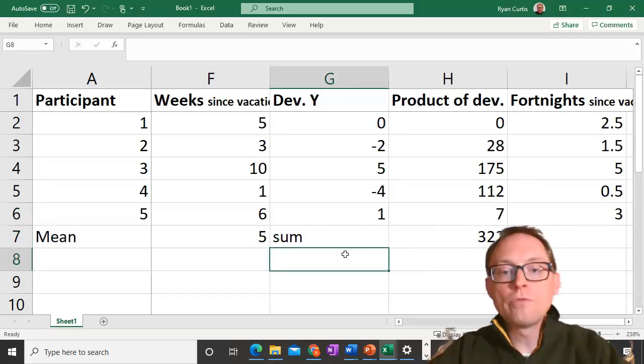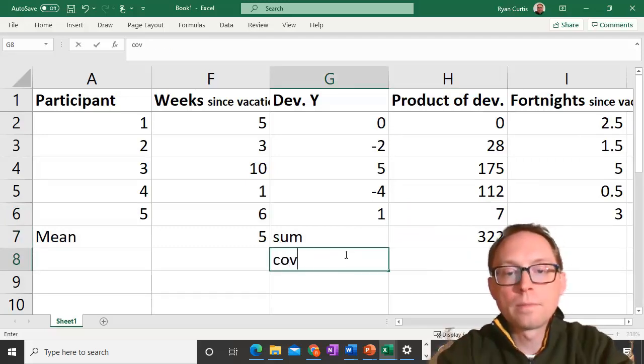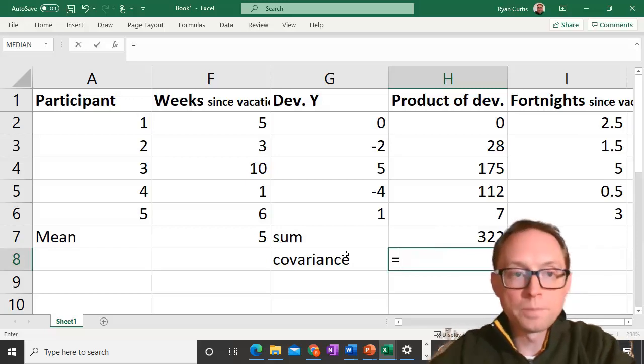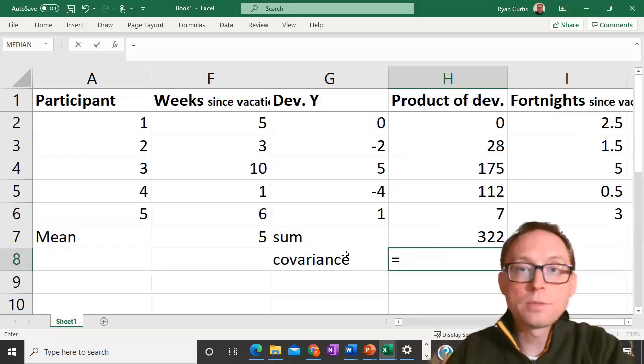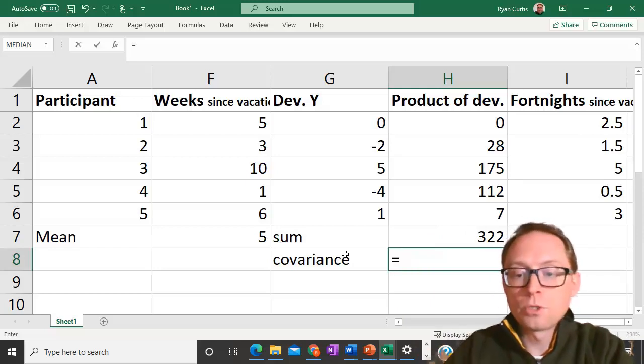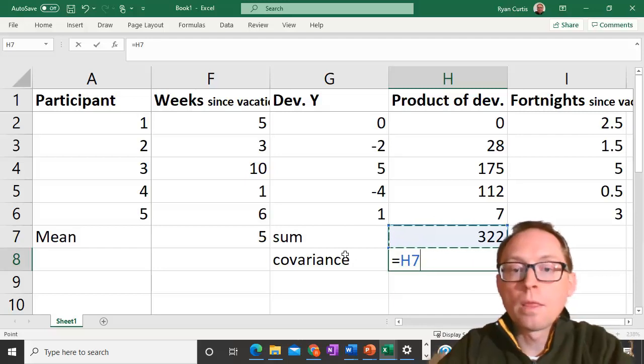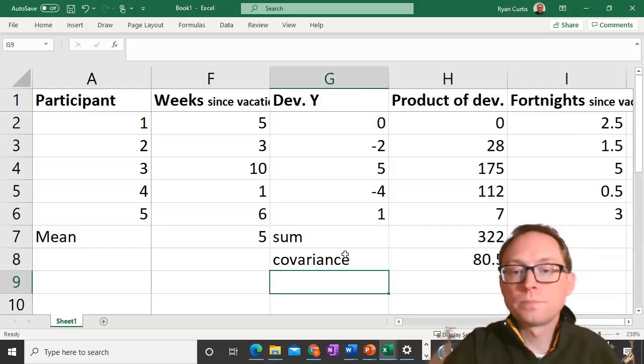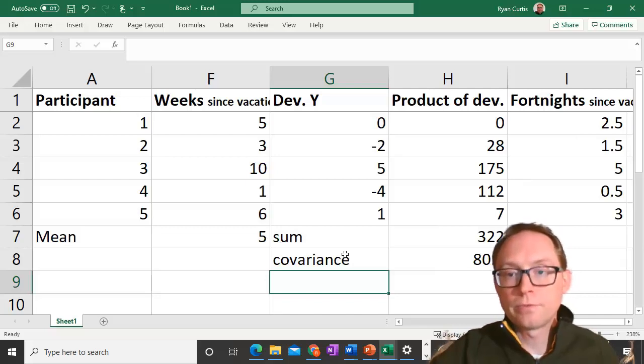The covariance is going to be that number, 322, the sum of the products of the deviations, divided by n minus 1. There are 5 participants here, so n minus 1 is 4. So this sum of the products of the deviations, divided by n minus 1, which is 4, gives 80.5. All right?